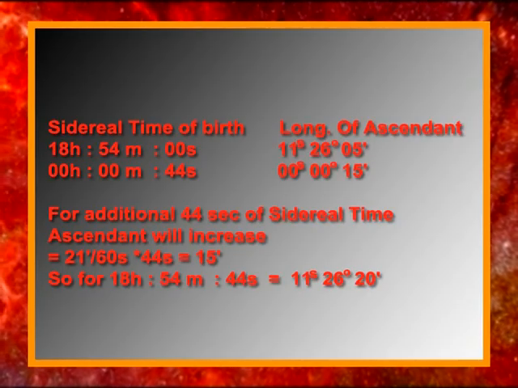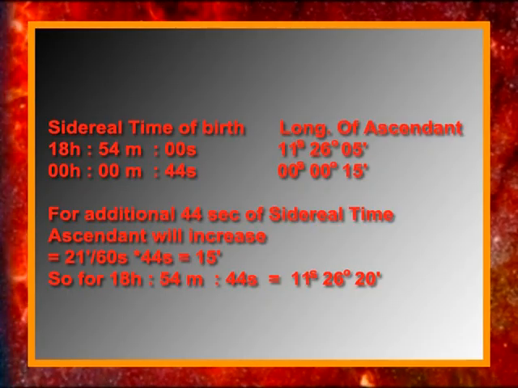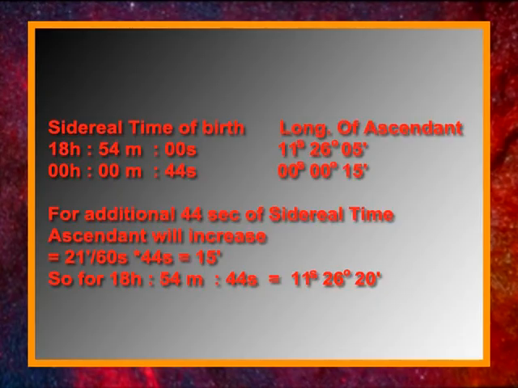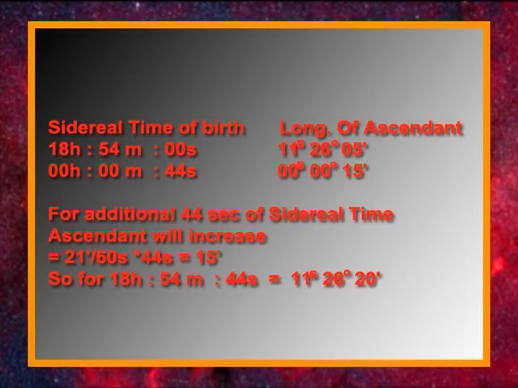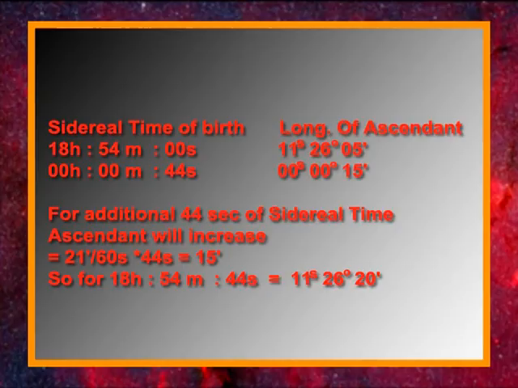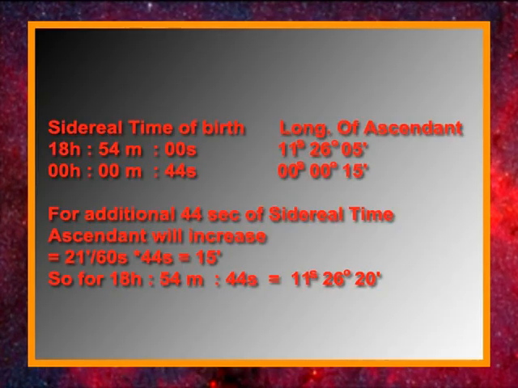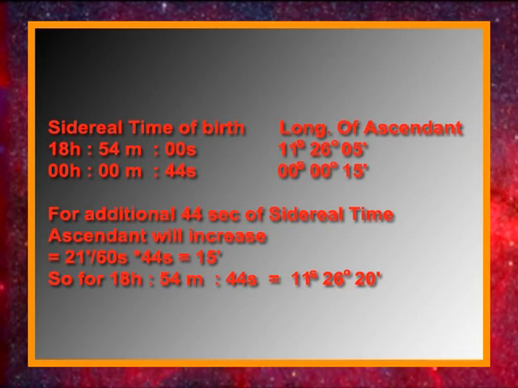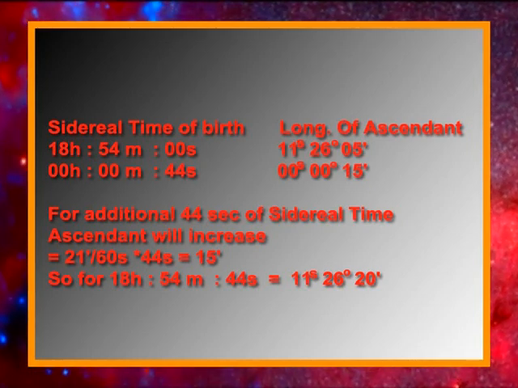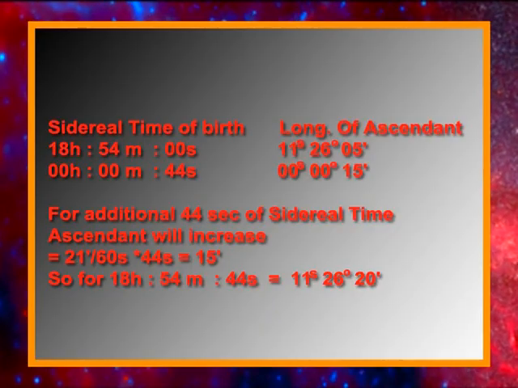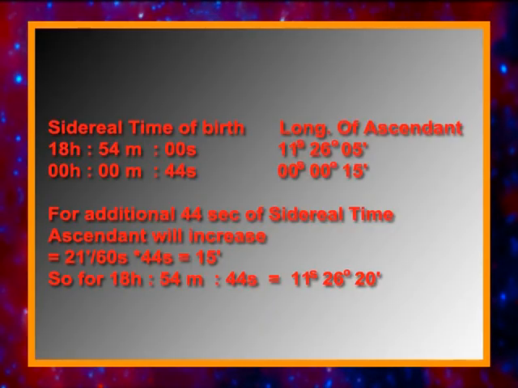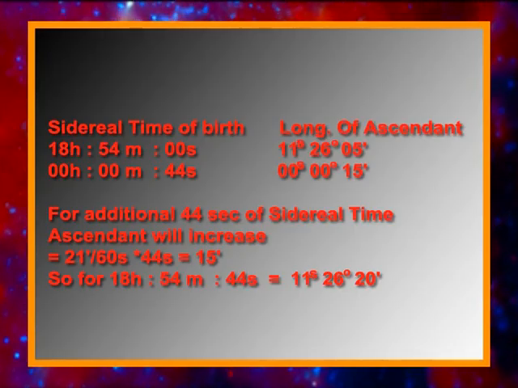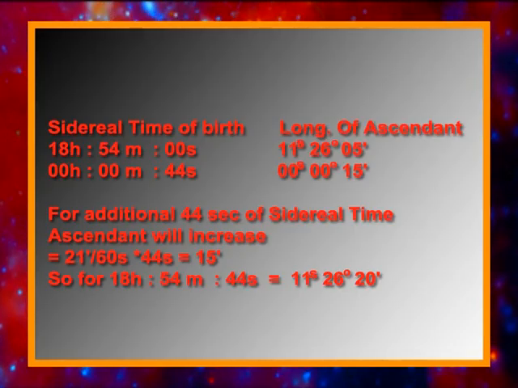We have to find out the ascendant at Delhi according to the latitude and longitude already calculated in the table of ascendants. If you see, 18 hours 54 minutes and 44 seconds comes to 11 signs past 26 degrees and 05 seconds.